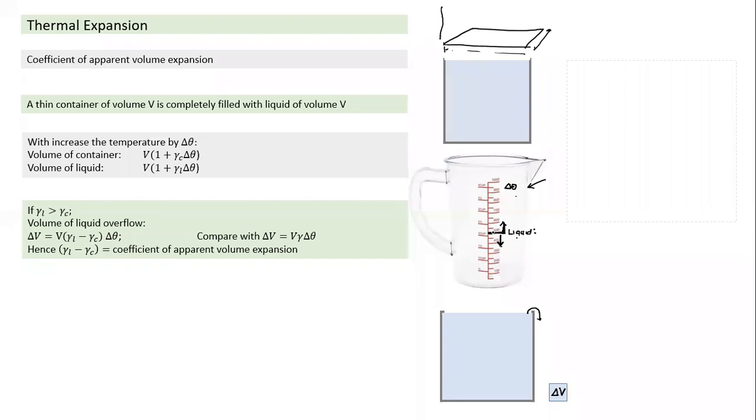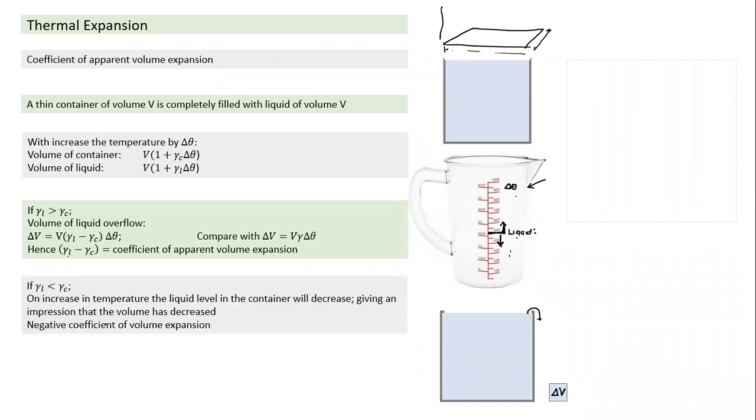So when we measure initial volume and final volume in a container, and based on that we calculate the coefficient of volumetric expansion, that's not the real coefficient of volumetric expansion. That's the apparent coefficient of volume expansion. And what is that equal to? That is equal to gamma L minus gamma C. Very simple thing. So when gamma L is less than gamma C, on increase in temperature, the liquid level in the container will decrease. It will give an impression that volume has decreased and it will have negative coefficient of volumetric expansion.